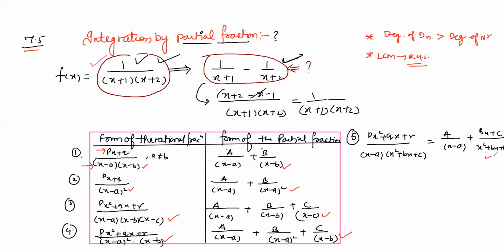Okay, so these five are the few patterns of converting a rational function into partial fractions, but you'll come to know about it when we solve a few questions. Just keep it in your mind, and let's start today's session 7.5.